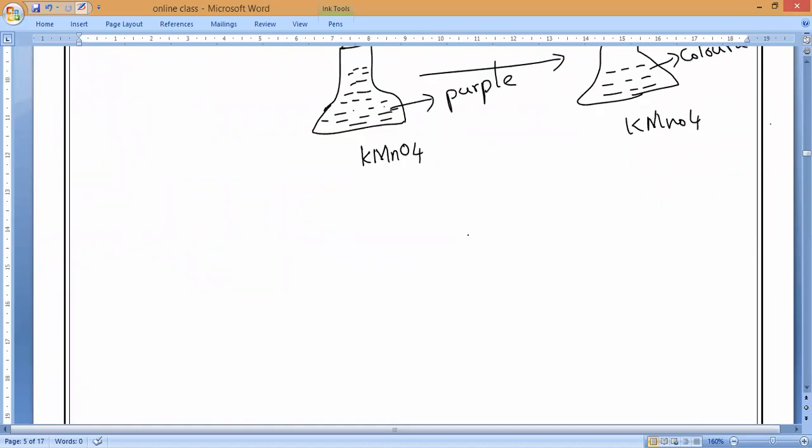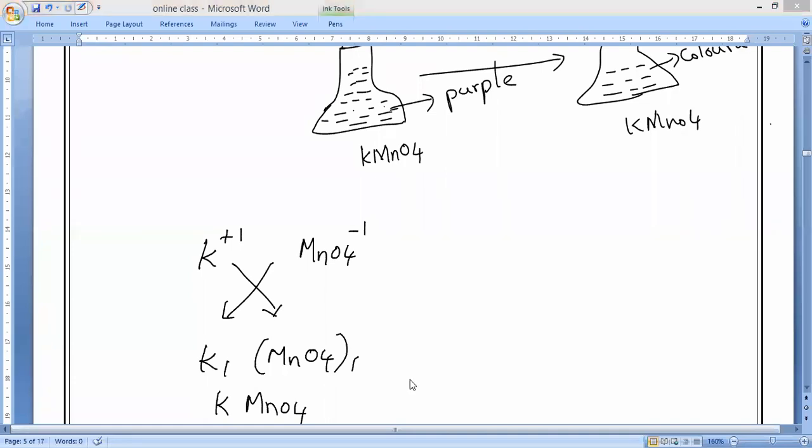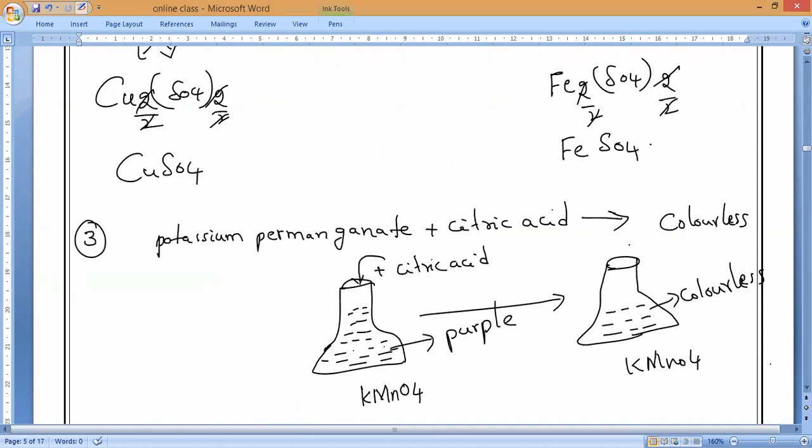Now, the formation of potassium permanganate. Anybody tell me how the formula will come? Potassium is +1. Permanganate is MnO4 -1. Understand, Almukil? Pradosh? So now the crisscross method. Don't know, now we can learn. What will come? K1 MnO4 1. So that is KMnO4, potassium permanganate. Clear, Shruti? Yes, that is how to remember it. So if you add citric acid, what is happening? It will turn colorless. So that is what you have to remember.